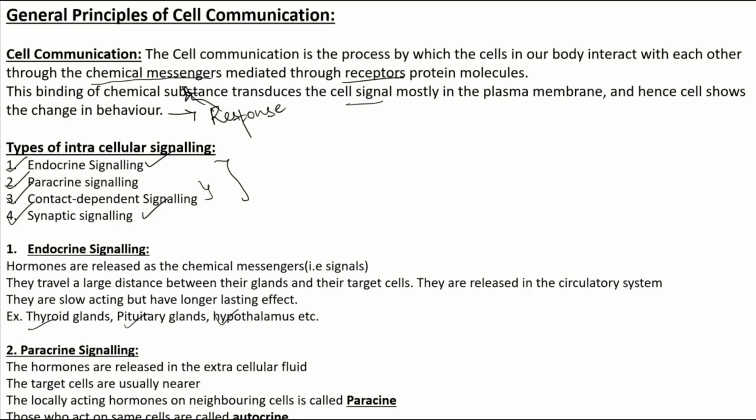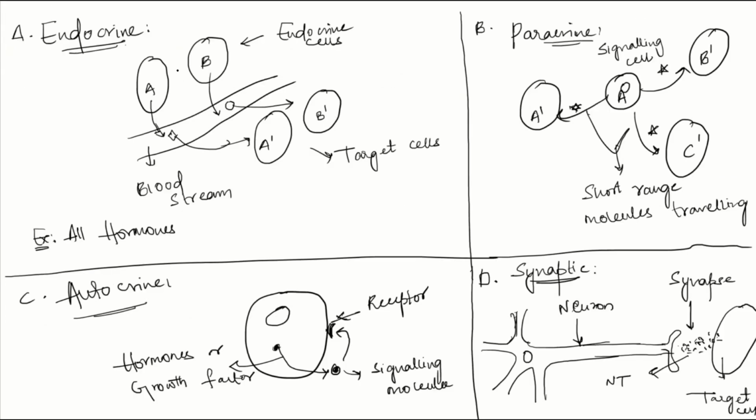Those hormones act as the chemical messengers. In endocrine signaling, the hormones act as the chemical messengers, that is, signals. They travel a large distance between their glands and their target cells. Here I will show you an example of endocrine signaling. These are the endocrine cells, these are the glands. For example, you take gland A and gland B, say the thyroid gland and the pituitary gland.